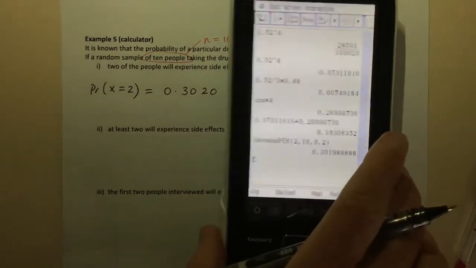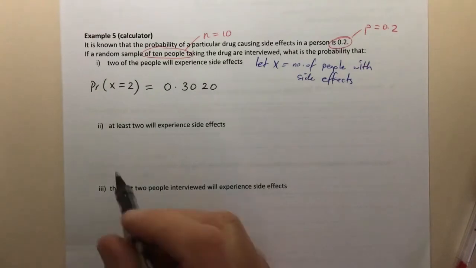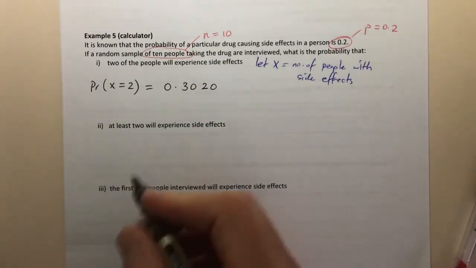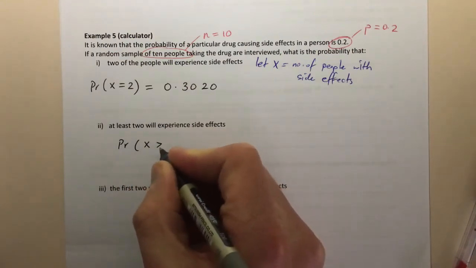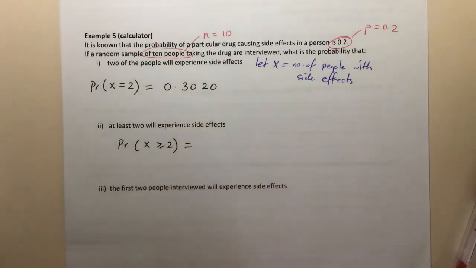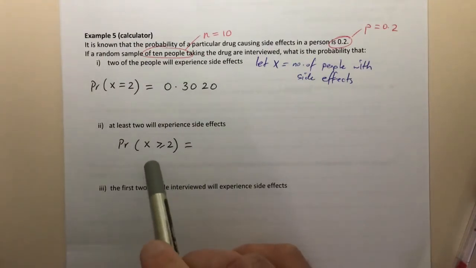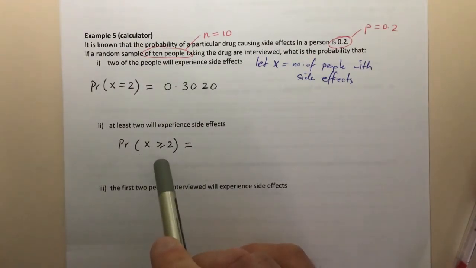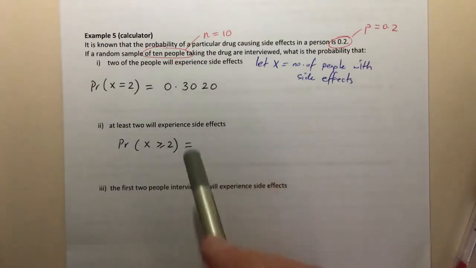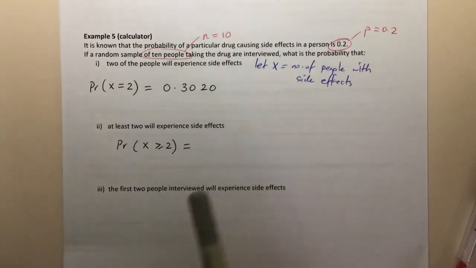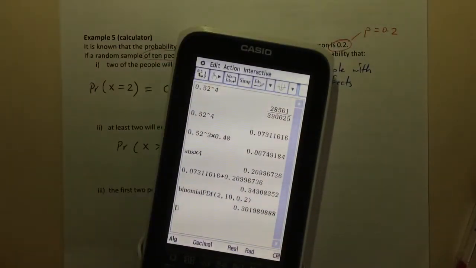Okay, the next part of the question says, what's the probability that at least 2 people will experience side effects? So not exactly 2, but at least 2. So we can write that as the probability that x is greater than or equal to 2. And again, we're going to work this out in our calculator. Without the calculator, this would be a really nasty thing to try to work out. We'd have to try to work out the probability that we get 2 people, then the probability that we get 3, then the probability of 4, probability of 5, all the way up to 10, and add those probabilities together. But with our calculator, it's a much more straightforward scenario.